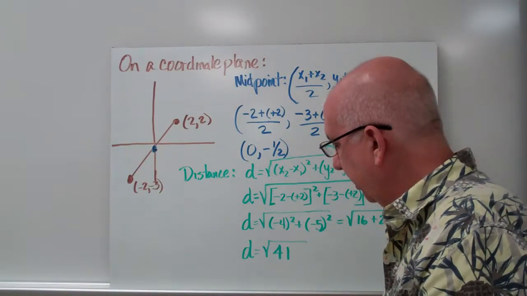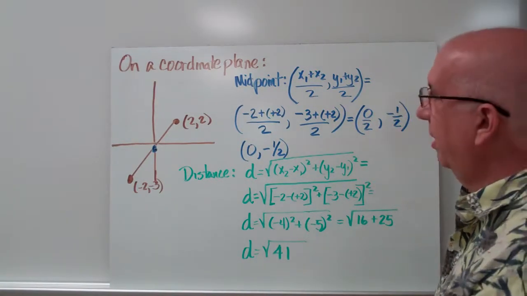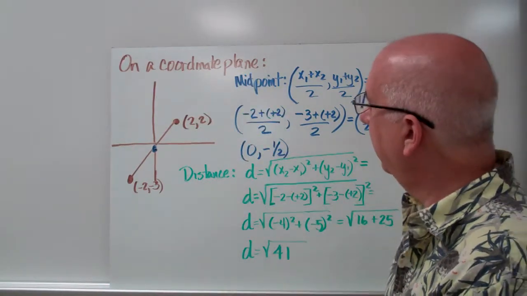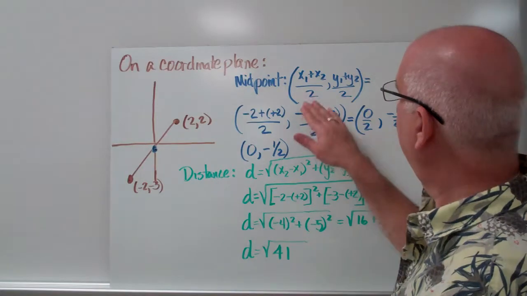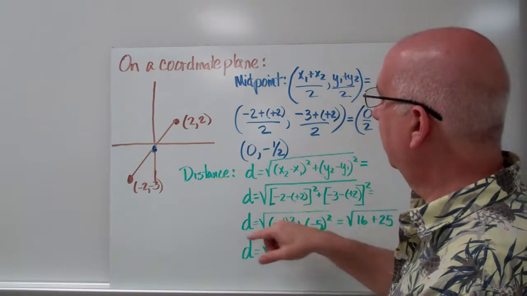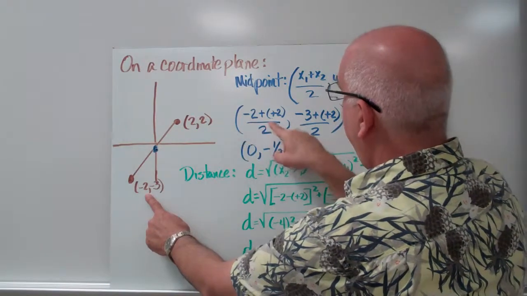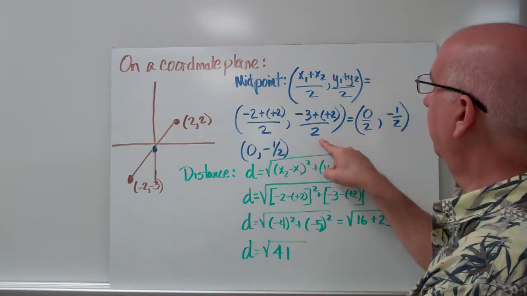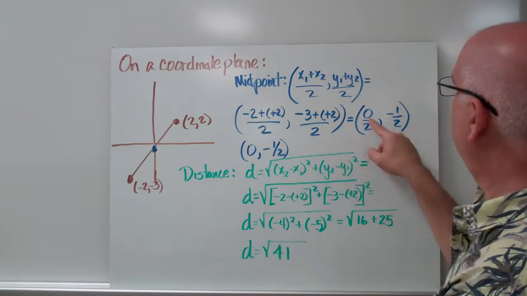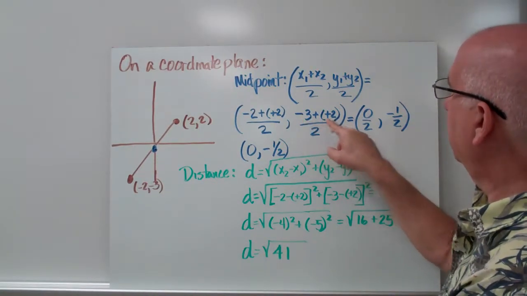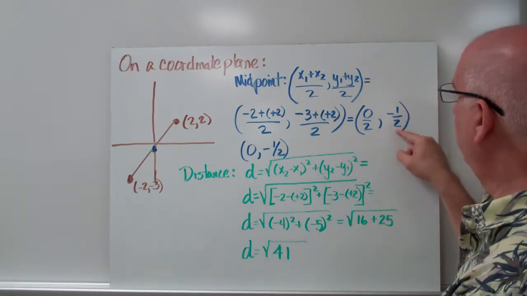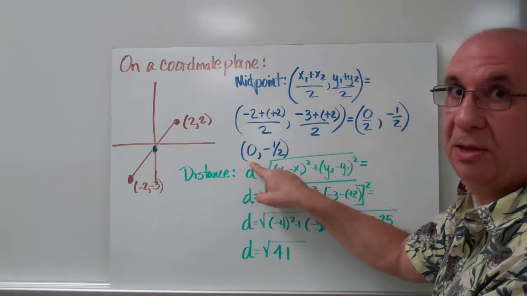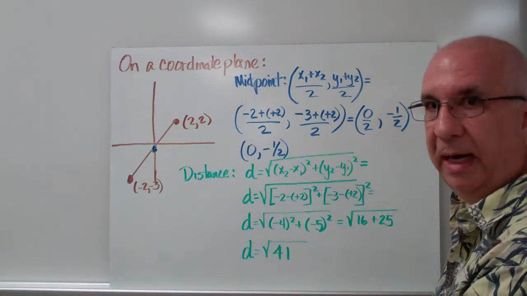On a coordinate plane, here's another example. Instead of a vertical line or a horizontal line, we have a diagonal or an oblique line. To find the midpoint, I take the average of the x's and the average of the y's. So I add my 2 x's together, divide by 2. I add my 2 y's together and divide by 2. So -2 plus 2 is 0 over 2. -3 plus 2 is -1 over 2. Simplify. The coordinate for this midpoint is where x is 0, y is -1/2.